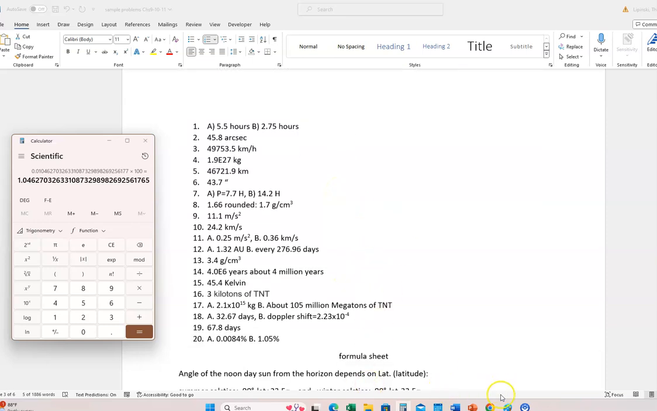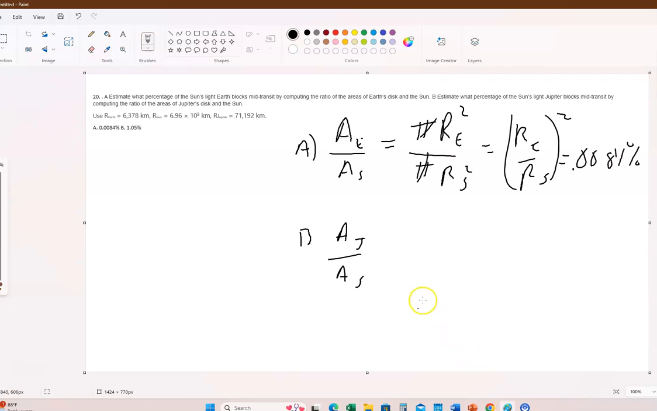All right. Let's go back to this. This turns out to be, when you do it as a percentage, 1.05%. All right. So when Jupiter blocks the sunlight, it's blocking a little more than 1% of the light. All right. That is the last problem.